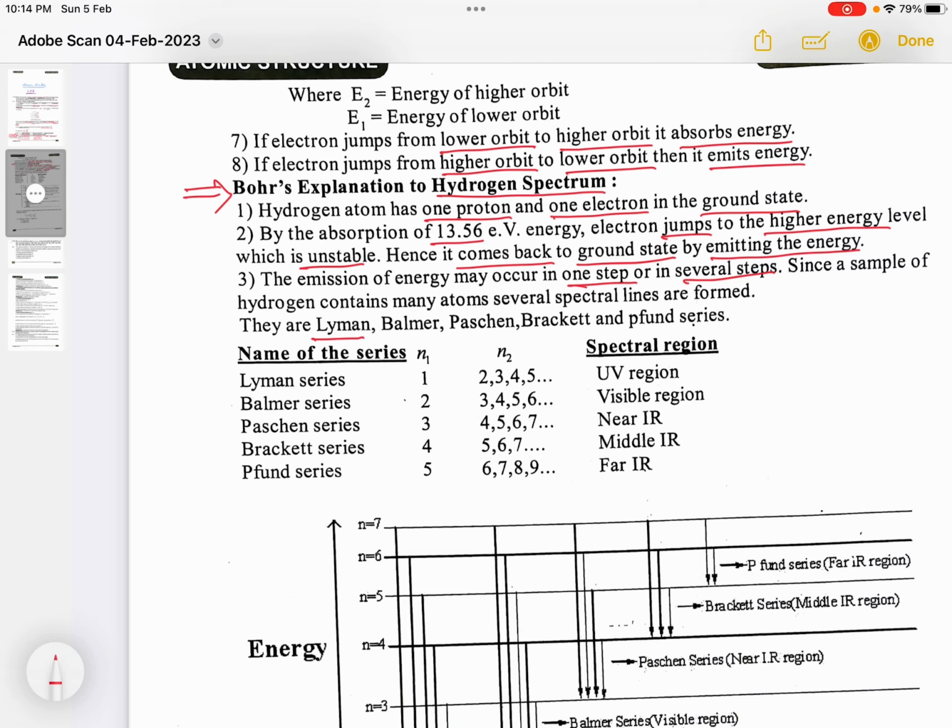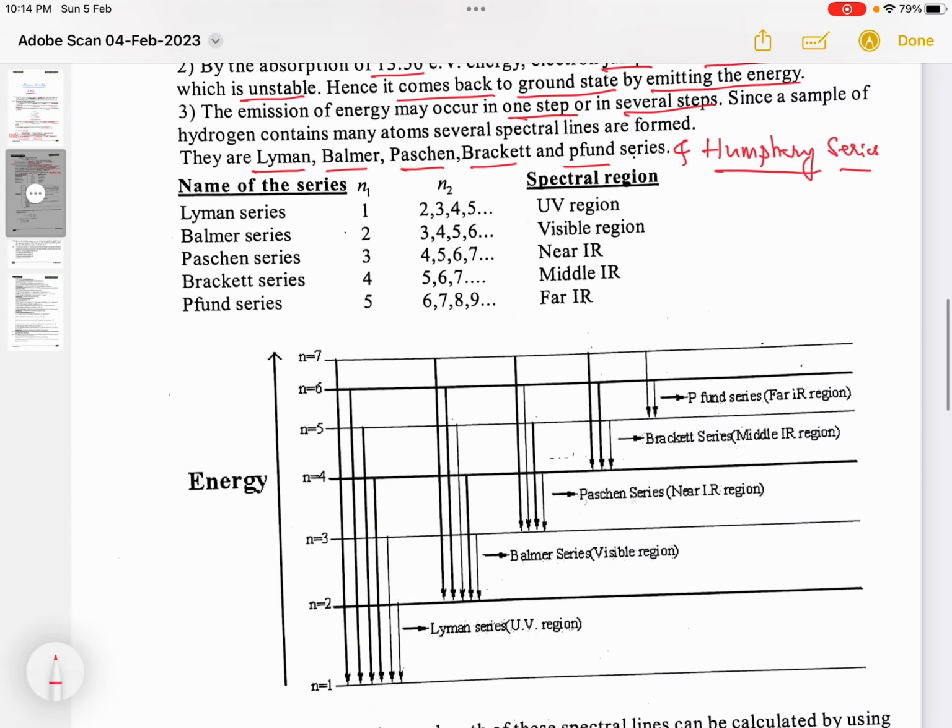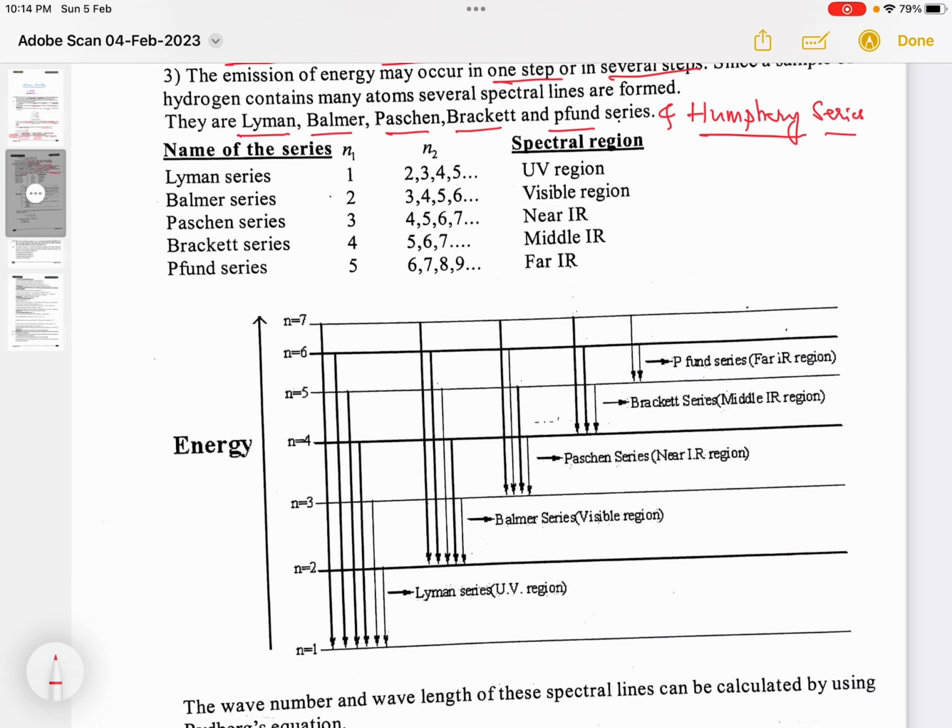So they are the Lyman series, Balmer series, Paschen series, Brackett series, Pfund series, and also Humphreys series, you can write. Here they have given the name of the series, its n1 and n2 values, and the spectral region also. Lyman series is the first series in the hydrogen spectrum, then Balmer series, Paschen, Brackett, and Pfund, and the last one you can add Humphreys series. And n1 value is considered as 6, n2 starts from 7, 8, 9, 10, and so on. And this is observed in the IR region.